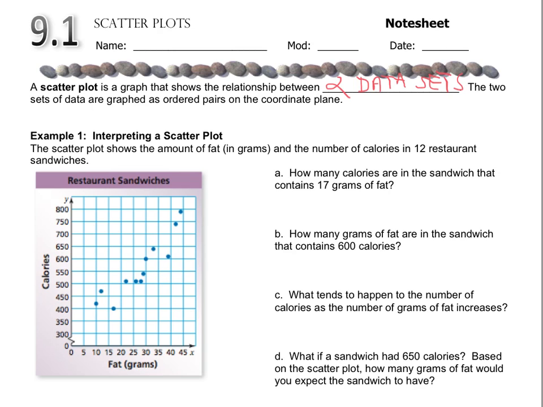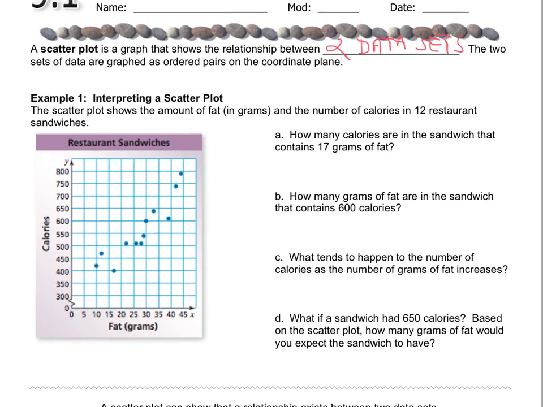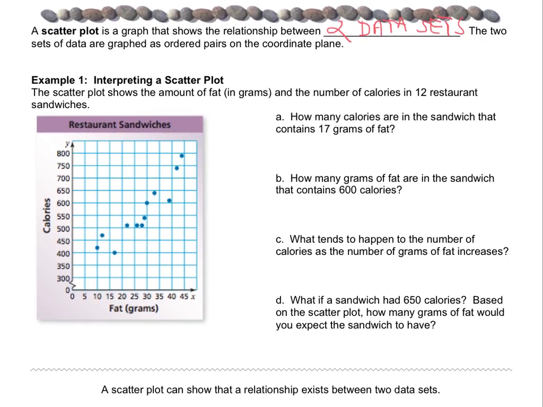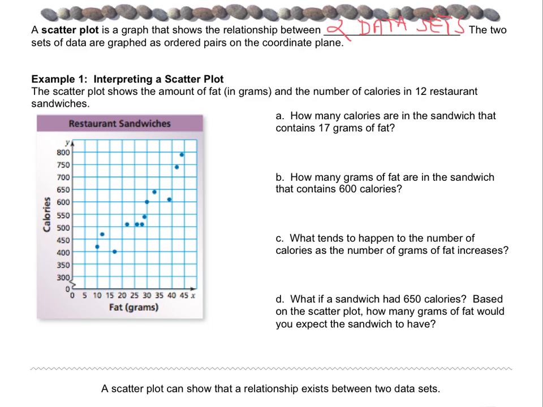The two sets of data are graphed as ordered pairs on a coordinate plane, so very similar to when we made our graphs of linear equations earlier this year. But as you can see from a scatter plot, we don't have something that's a nice linear looking line. It's not nice and perfectly straight.